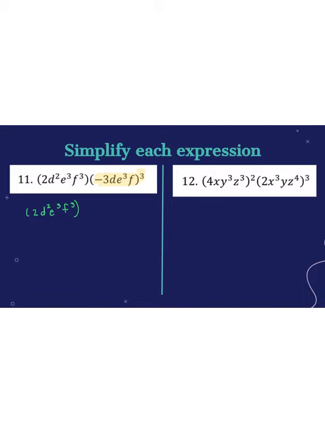Okay, and my next one I have to write 3 different times. So I'm going to say -3d, and remember that's just going to be to the first, e^3 f, and that's going to be the first. And then I'm going to do that 2 more times, -3d, e, f, and 1 more.